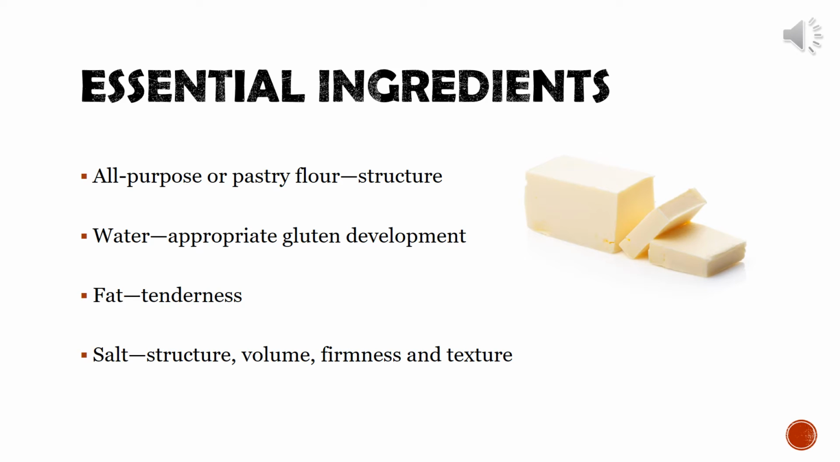So fat, this is going to do 2 things. It produces the tenderness by coating the strands of gluten, and then also creates flakiness. Fat is going to trap air between the layers of the pastry, and then when it is heated, these layers are going to produce steam, and the steam creates pressure that helps to separate the pastry. Now if we're using an all-purpose flour, the amount of fat should be increased. And this is because the all-purpose flour is going to be a bit tougher, and we need more fat to promote more tenderness in that final product.